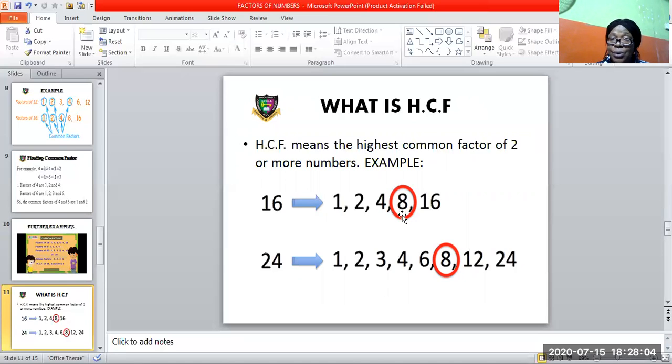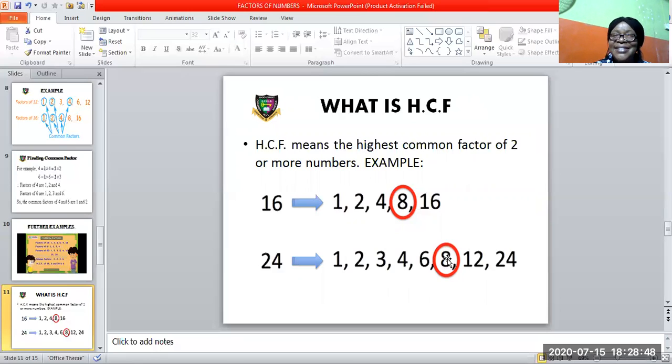The common factors are the ones that have siblings, in quotes. They have brothers and sisters in the other numbers. They have what we call friends. They are connected. So we say number 1 in 16 and 24. Number 2 in 16 and in 24. Number 4 in 16 and 24. These ones have families. Then we see number 8 and another 8. 8 also has a twin sister in number 24.